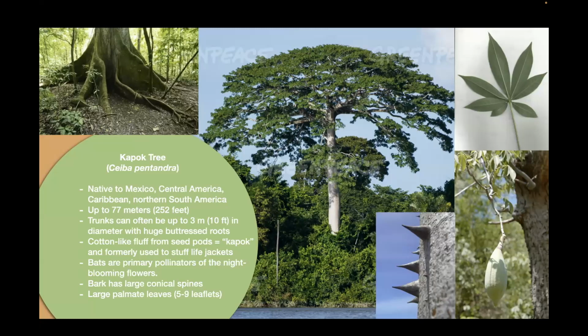So the flowers are night blooming and pollinated by bats, and they have beautiful palmate leaves. That's a picture on the lower right of a pod. So that plant I photographed in northern Sonora, Mexico. And then that tree was maybe like 20 feet tall. So it didn't have buttressing. It's more in the tropical deciduous forest.